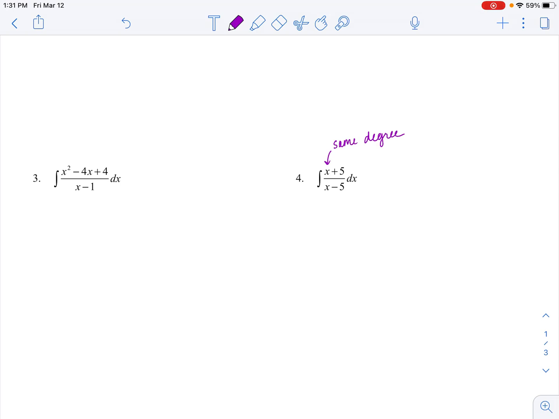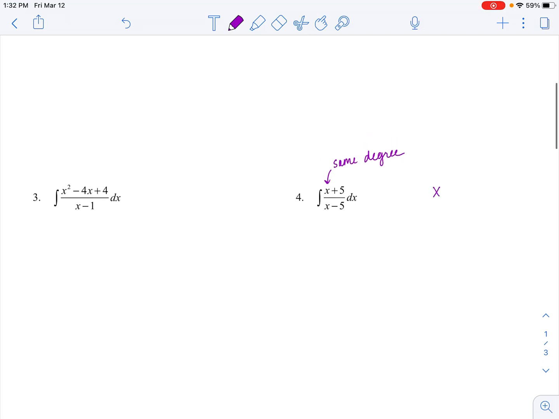And that kind of clues you in, again, that you can't let u be the entire denominator like we did in previous work with u subs, that you have to do some dividing. Now, the top is literally 10 more units than the bottom, right? The difference between 5 and negative 5 is 10 places. So when you divide these out, you're going to get 1 and a remainder of 10. But we'll go through what that looks like, just to justify.